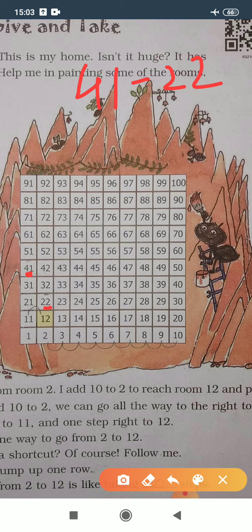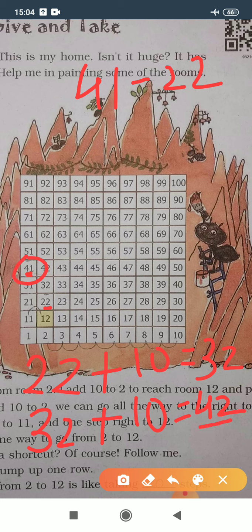So simply what we have to do is first add 22 plus 10, it will be 32. Then again 32 plus 10, it will be 42. But we need to reach 41 and we reached 42. So simply we need to subtract 1. So 2 minus 1 is 1 and 4 as it is. So it will be 41.